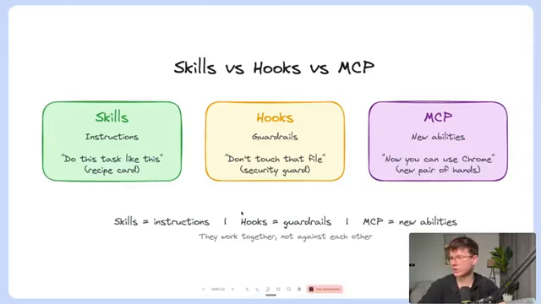So again, skills are instructions, hooks are guardrails, and MCP are new abilities. They work together, not against each other. So they're different things, right? But when you combine all those three things together, that's when Claude Code starts to become really, really, really powerful.